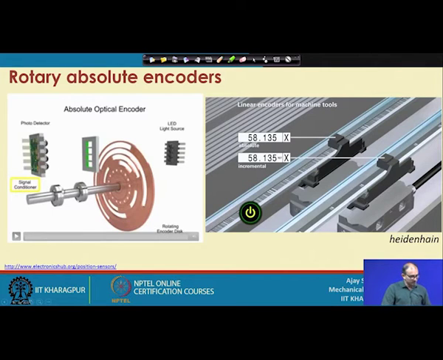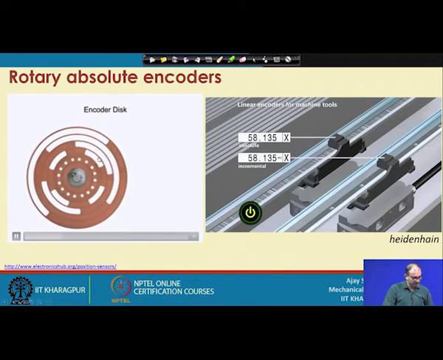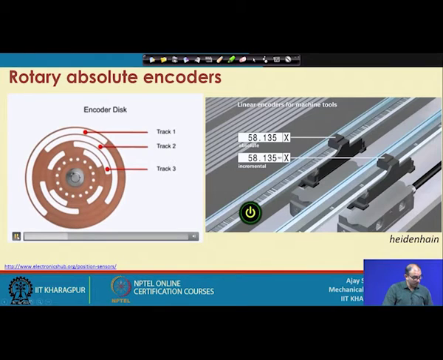In this animation, it is an absolute optical encoder. This is the photo detector and this is the LED source. Light passes from here and reaches here, then there is a signal conditioner, because the light you receive has to be converted into a signal, and then you get the motion information out of it. This is the encoder disc, and it has two regions, opaque and transparent, and four different tracks here: 1, 2, 3 and 4. If you want to increase the resolution, you have to increase the number of tracks.